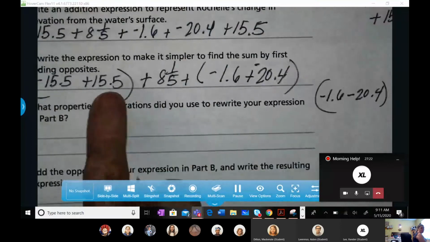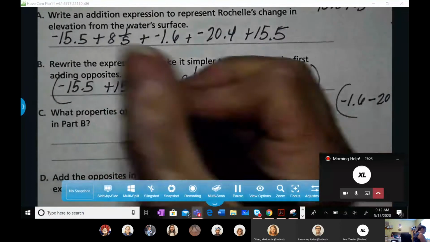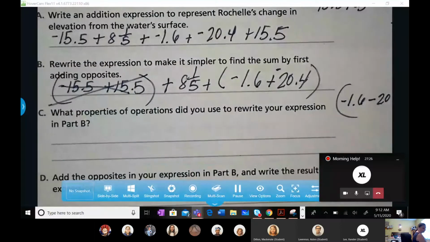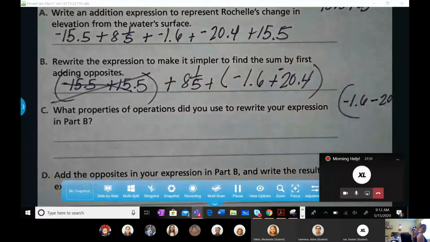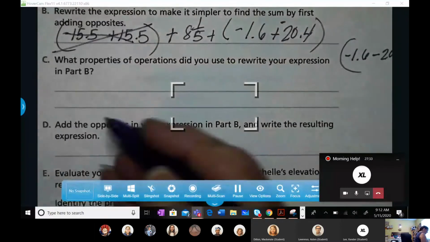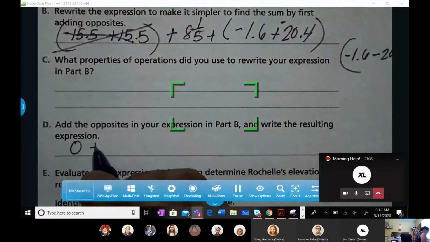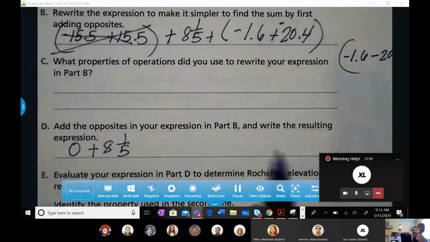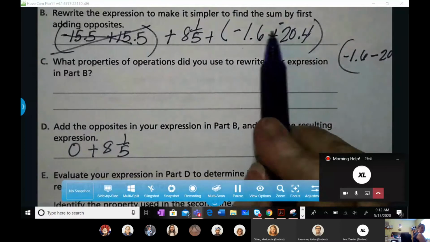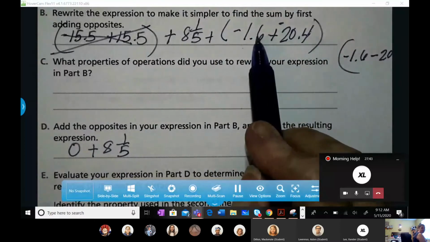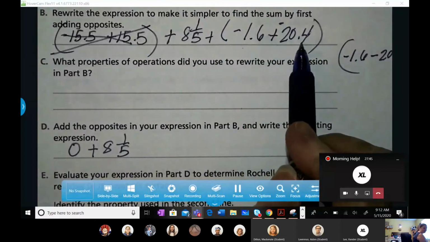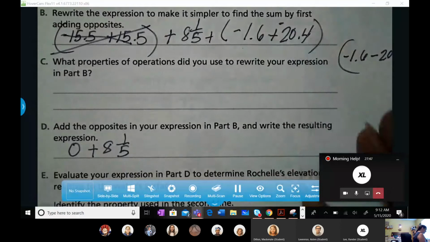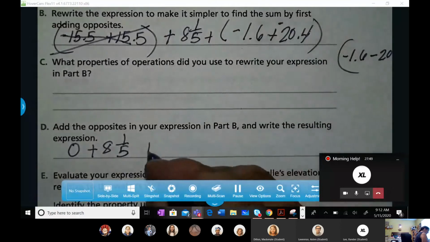All right, so hopefully you can see that this one cancels, right? And then, so that's going to give me 0. Add the opposite, so that would give me 0 plus 8 and 1/5. And then hopefully you can see that the reason why we can combine these, because if I add 6 and 4, it gives me 10. So that's going to come back down here.